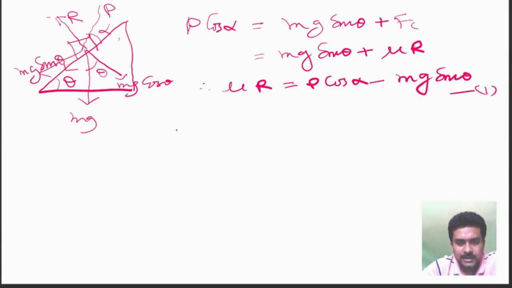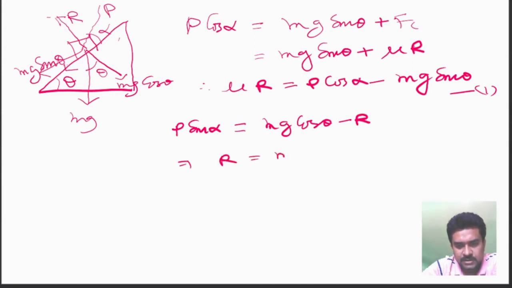And the vertical component of P, P sin alpha, is equal to mg cos theta minus R. So from here we can find out R is equal to mg cos theta minus P sin alpha. So this is equation number 2.